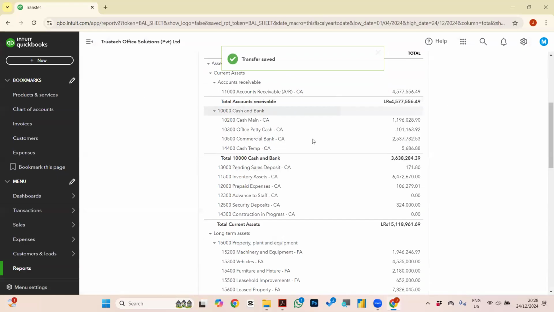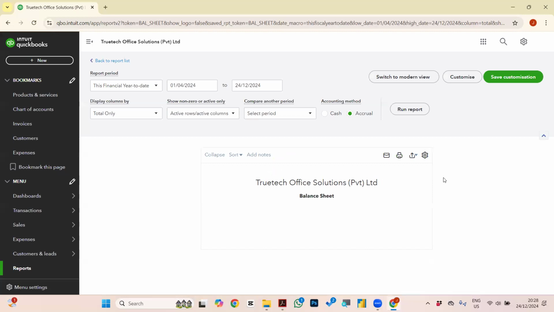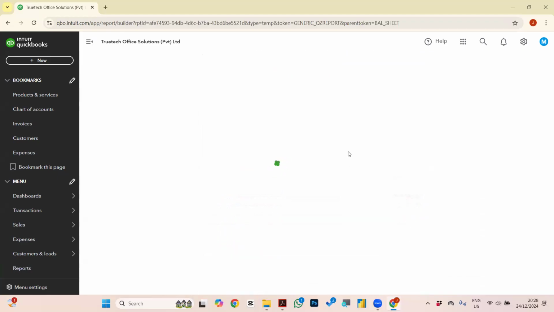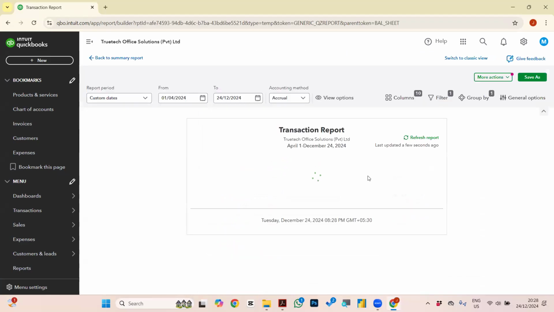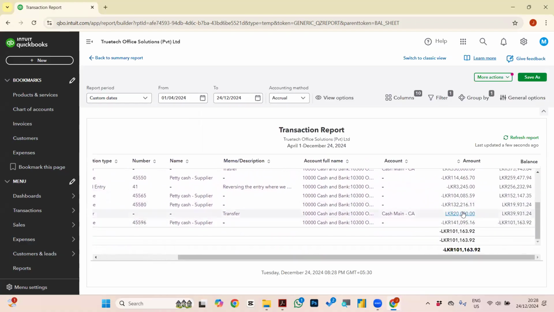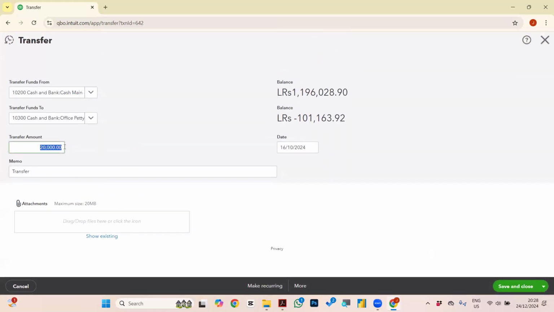Okay. Now if you refresh, did I put it correctly? Was it 200,000 or 20,000 I put? Let me check. So petty cash, I'm going to click on this. I'll show you all the transactions. Yes, instead of 200,000, I put 20,000. It's supposed to be 200,000. Yes, it's closed.